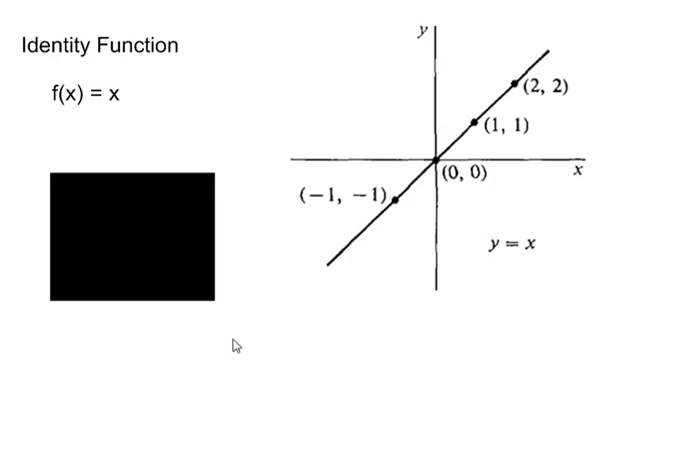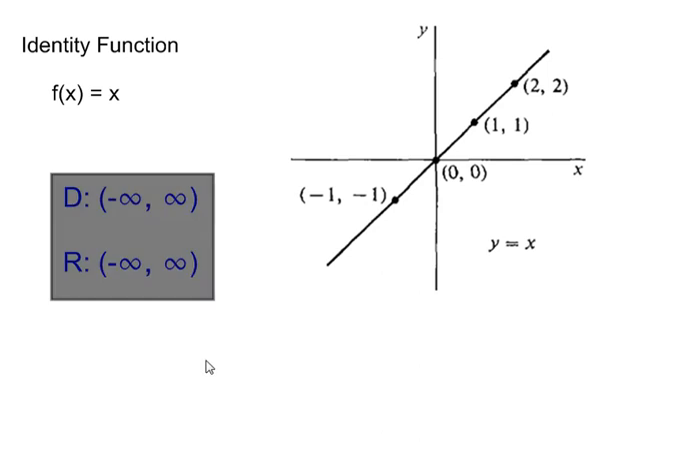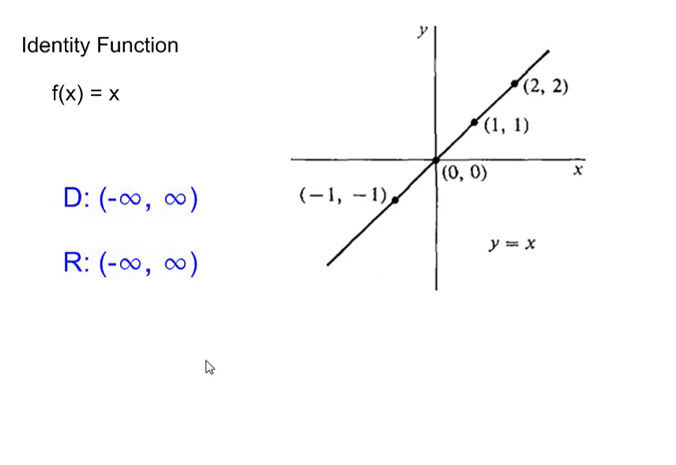The first function is called the identity function, f of x equals x, or y equals x. It is a linear function that goes through the origin. The domain and range are both negative infinity to infinity. Remember, domain we look left to right, range we look bottom to top.